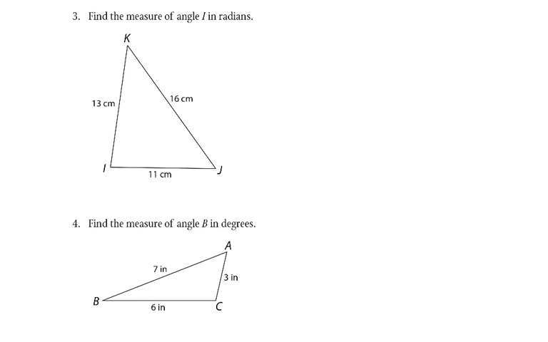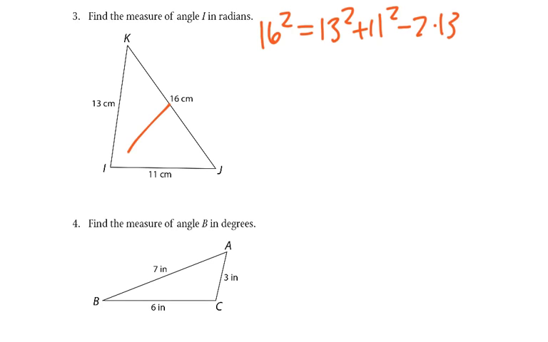Okay, let's just keep on trucking now. This one's just kind of got to get through it. Find the measure of angle I in radians. Once again, we know all the sides, so it'd be 16 squared equals 13 squared plus 11 squared minus 2 times 13 times 11 times the cosine of I.